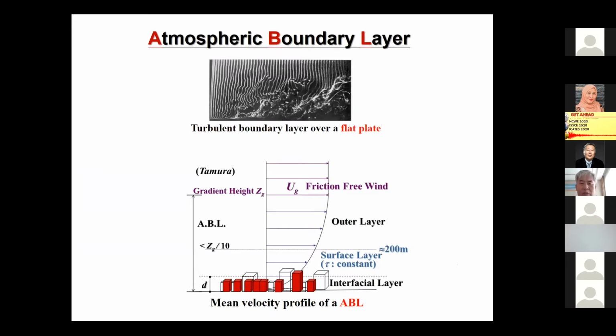So what is the atmospheric boundary layer flow? Here at the top of this slide, we see a turbulent boundary layer developing. It is not an atmospheric boundary layer flow, but a boundary layer flow developing on a flat plate, a wind tunnel test visualization.